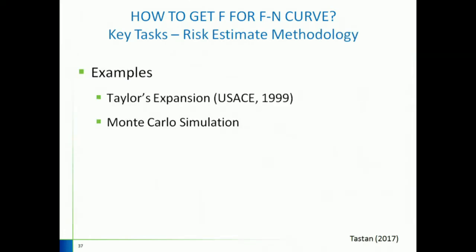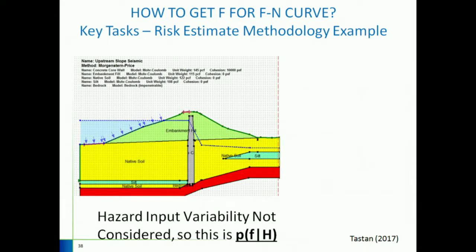Okay, so getting a little bit to the examples associated with it. Taylor's expansion is a simple way of calculating the probability of failure that is introduced by Army Corps. It's not Army Corps' method, but Army Corps suggested that it could be used. And Monte Carlo simulation is another one. Here's an example. This is an example, I put that in that paper. It's a dam. It was one of the dams that we looked at back in the time. And there are different materials here, the embankment fill, native soil, and the sill.